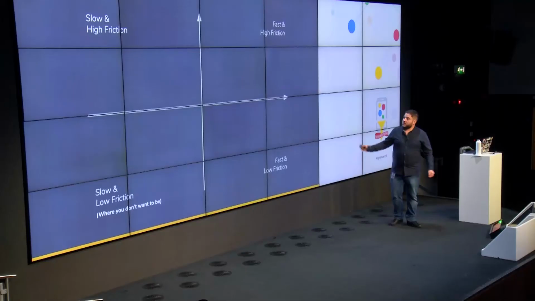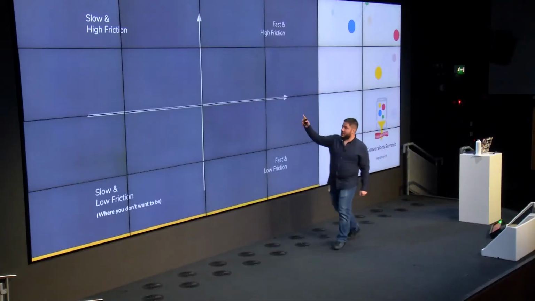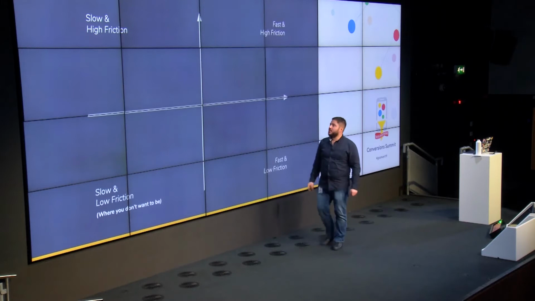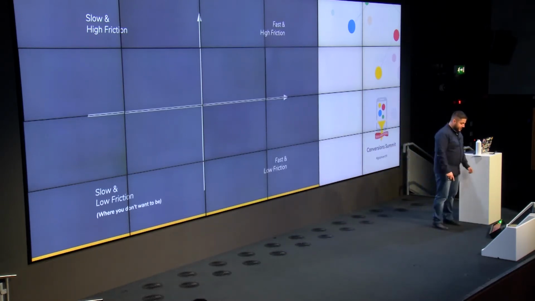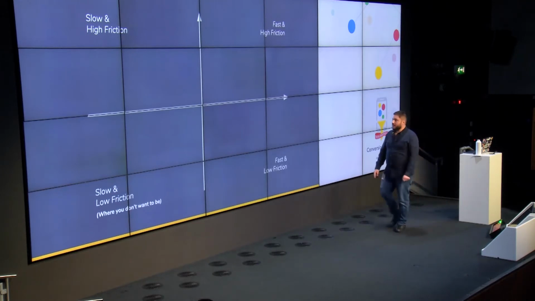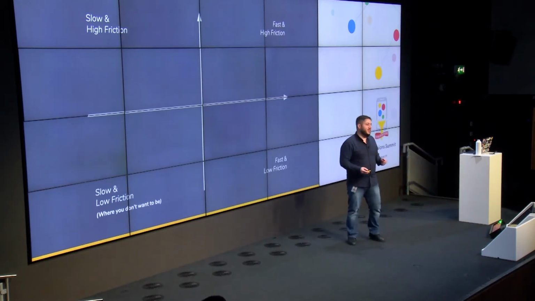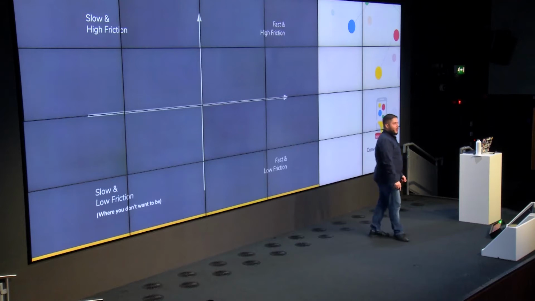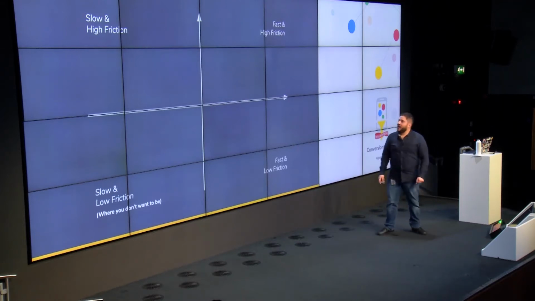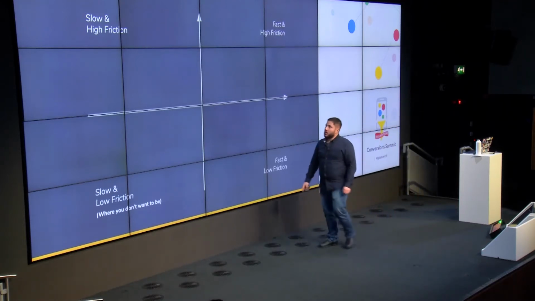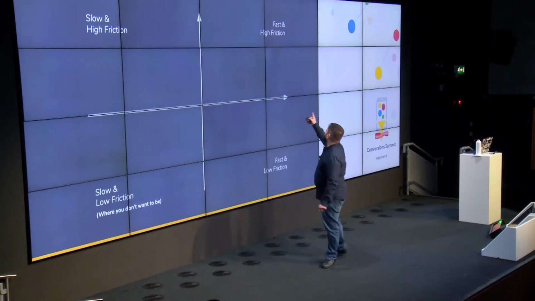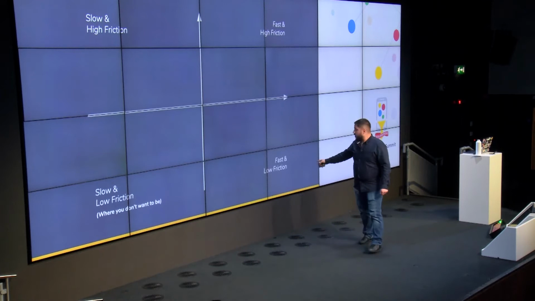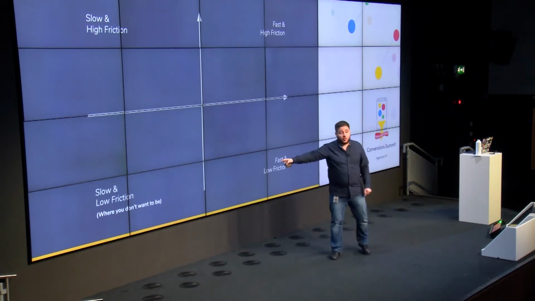So we have this bar, and because I'm a designer, I magically aligned it up to the screens. I'll be honest, I didn't. I just thought, oh, that's really impressive. Wait a second, where's the line? So it's slow high friction, fast high friction, fast low friction, and slow low friction. This is where you don't want to be.